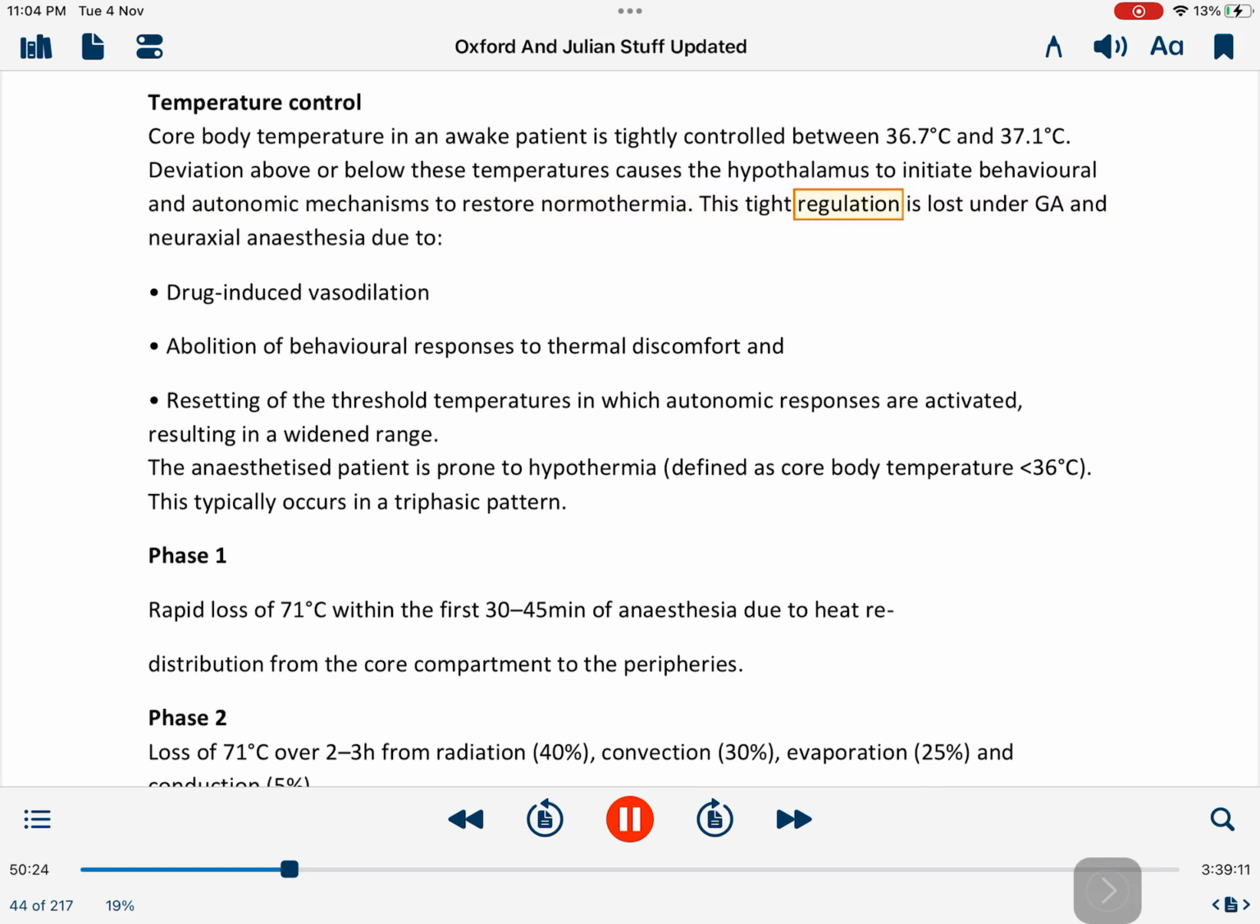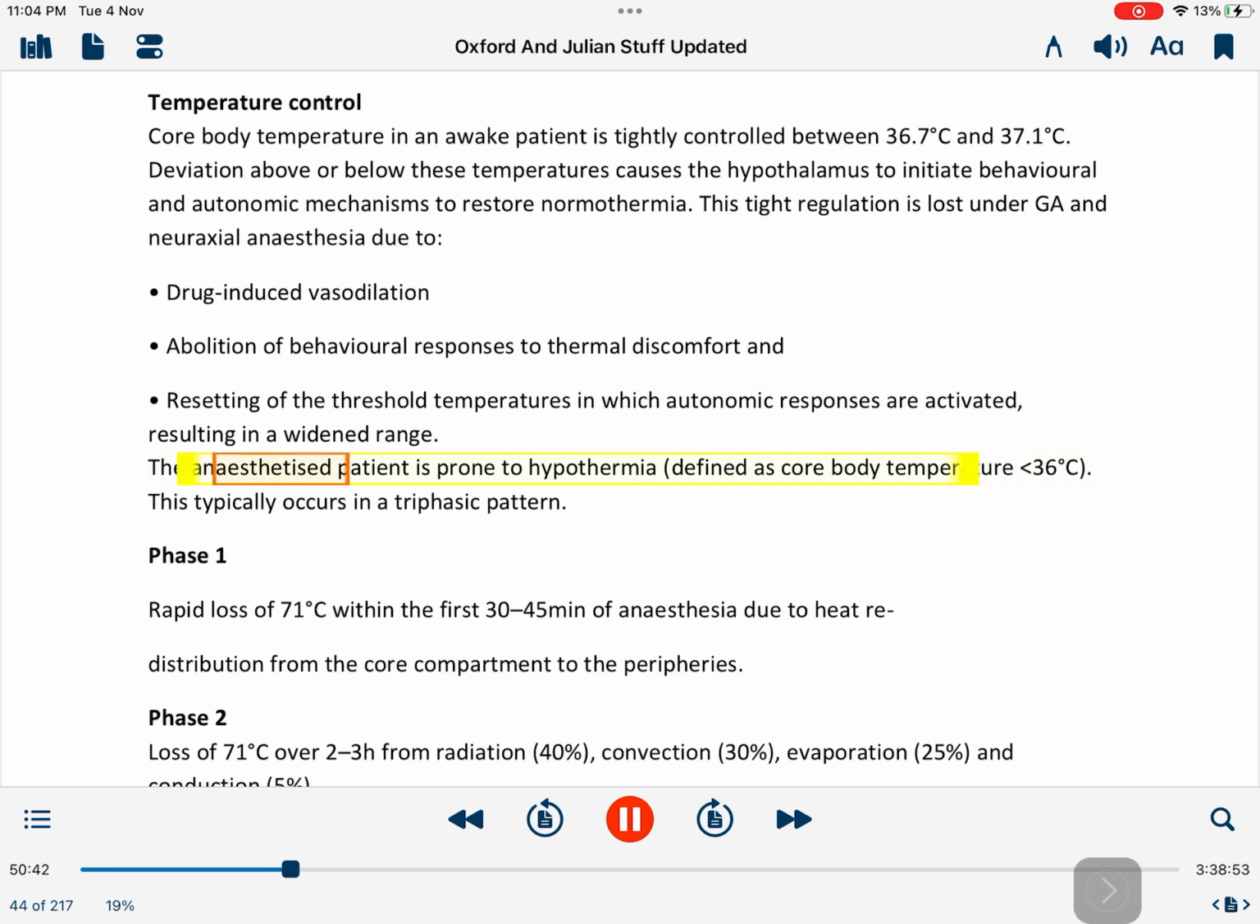This tight regulation is lost under GA and neuraxial anesthesia due to drug-induced vasodilation, abolition of behavioral responses to thermal discomfort, and resetting of the threshold temperatures at which autonomic responses are activated, resulting in a widened range.